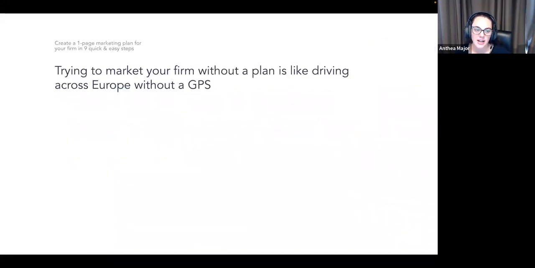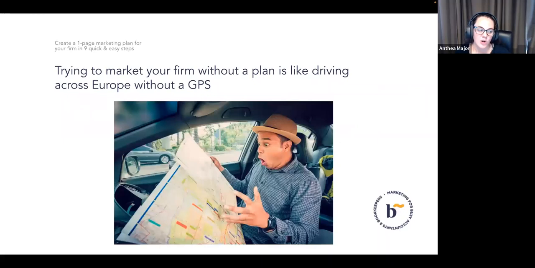Let's get into why it's important. The reason why you really need a marketing plan, a written down marketing plan, is because it helps guide your firm. If you're trying to do marketing without it, it's just like driving across Europe without a GPS or sat nav or whatever you call it in your part of the world, sorry, but Google Maps anyway. You might be moving forward. You might be driving somewhere, but how do you know if you're going in the right direction or how long it's going to take, if you're even on the right road? How do you know if you've actually got to where you want to go? That's the reason for a marketing plan. So you can work out all those things.